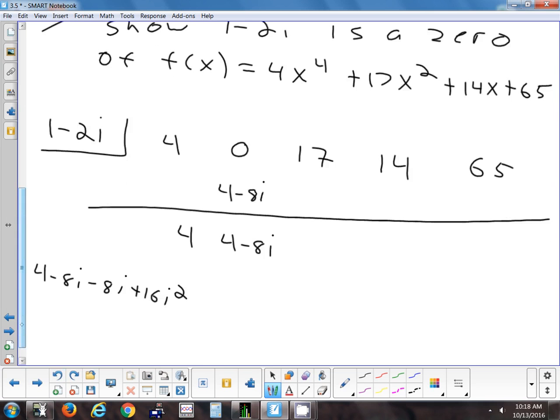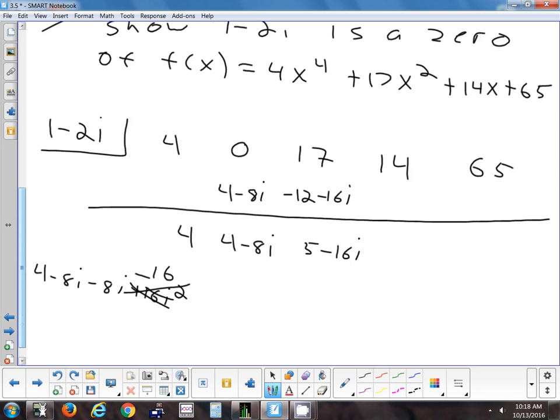All right, so we've got 4. 16i squared is really like minus 16. What's 4 minus 16? Negative 12. And what's negative 8i minus 8i? Negative 16i. And now add that column. There's no imaginary part to add, so that's going to stay. What's 17 plus negative 12? 5. Okay, and do it again.